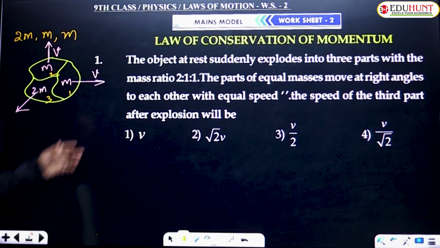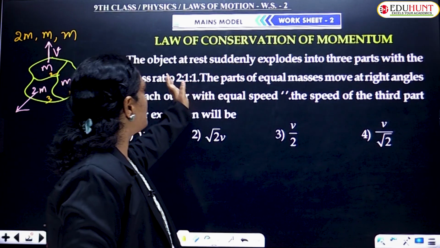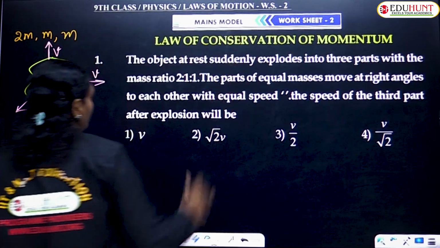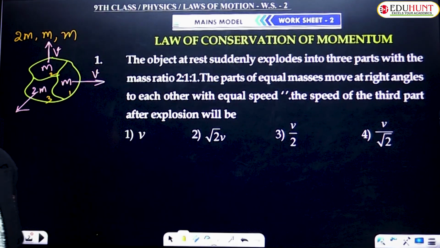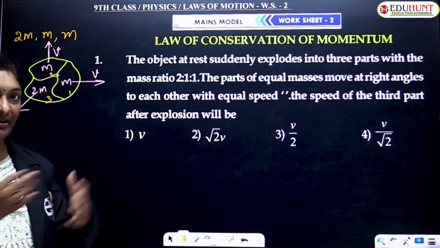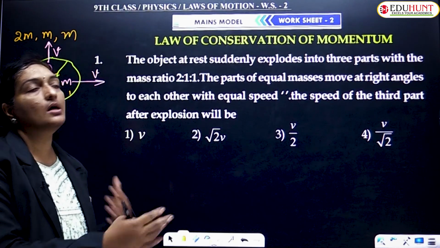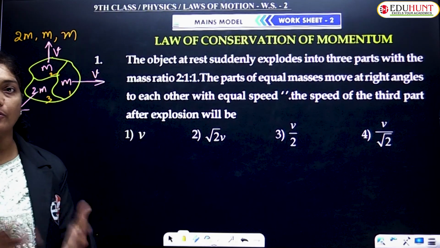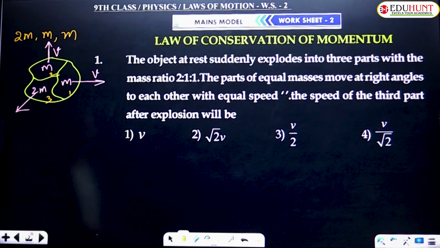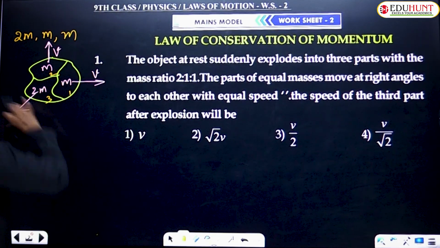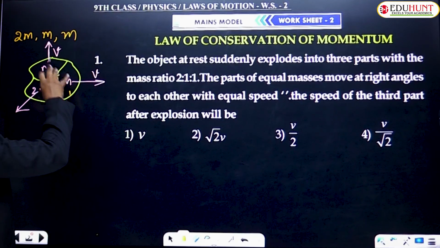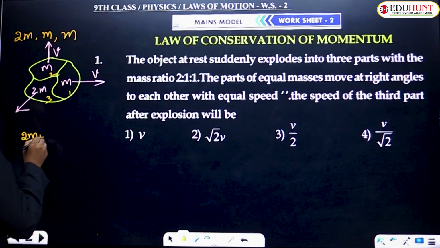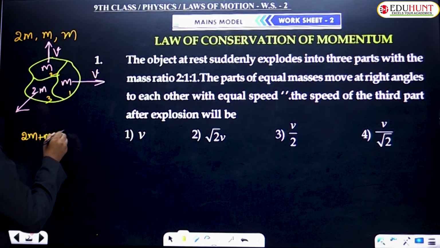So initially what was given, children? Initially the 3 parts were at rest. Rest condition means speed is 0. As I told you, according to the law of conservation of momentum, the total momentum before impact must be equal to the total momentum after impact. Here the impact means explosion. Before explosion equals after explosion. Before explosion, all together the total mass is concentrated. What is the total mass, children? 2m, m and m.